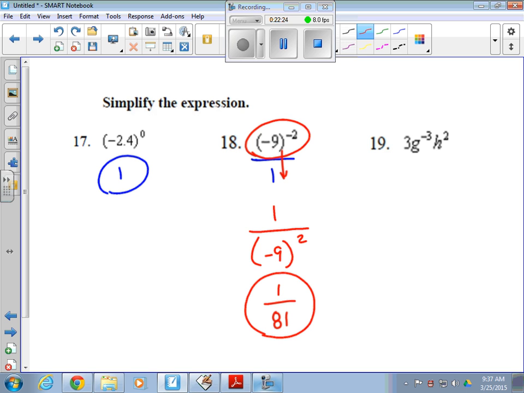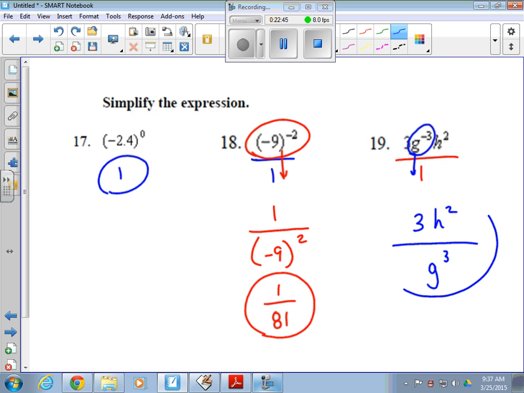Number 19, 3g to the negative third h squared. Only one thing, only one factor in this term is being raised to a negative exponent. G. 3 is not, and h is not. So g is going to ride the elevator down. 3 is going to stay at the top. So is h squared. When g comes down, it becomes raised to the positive third. That's why it rode the elevator to become positive.